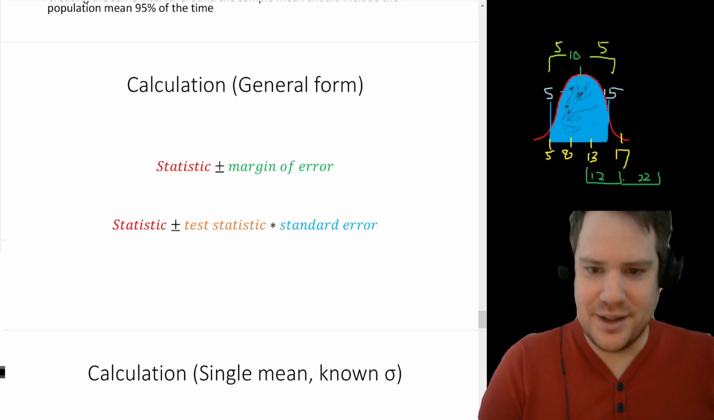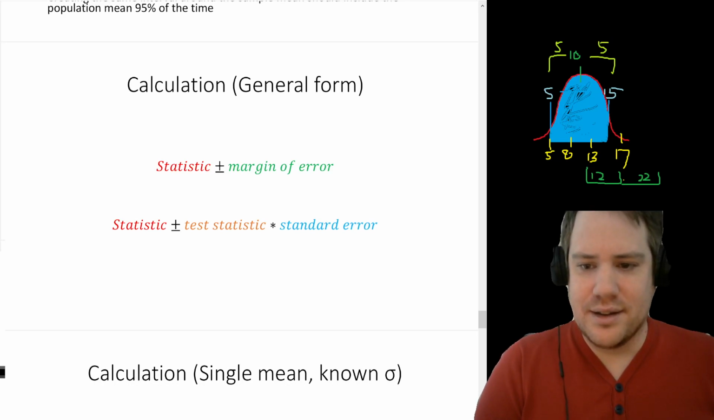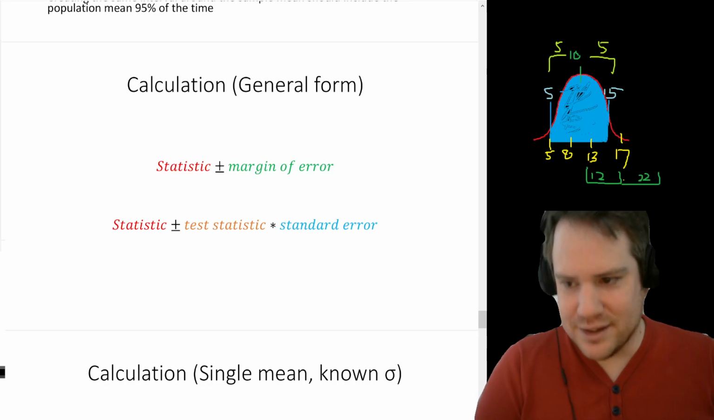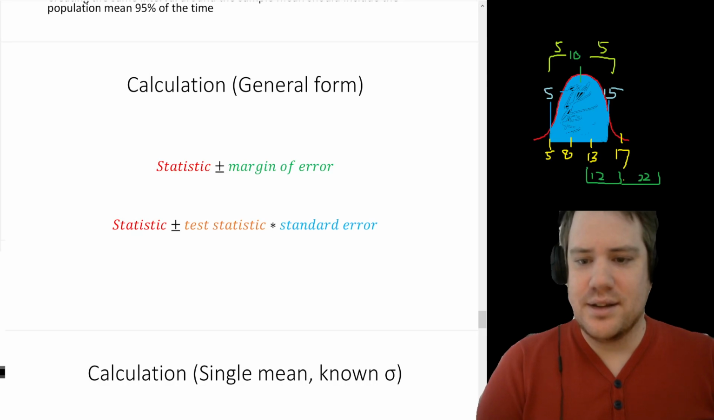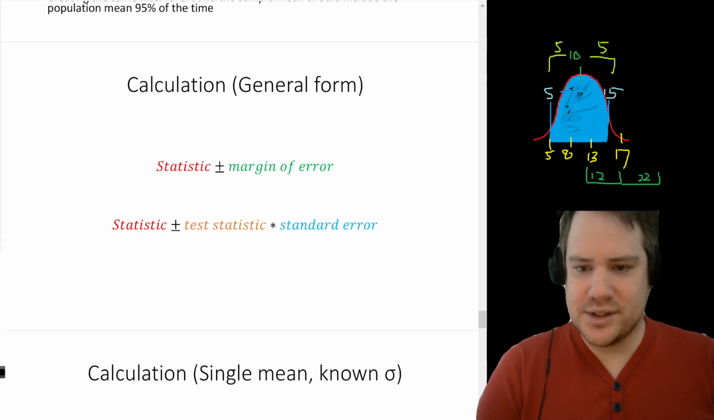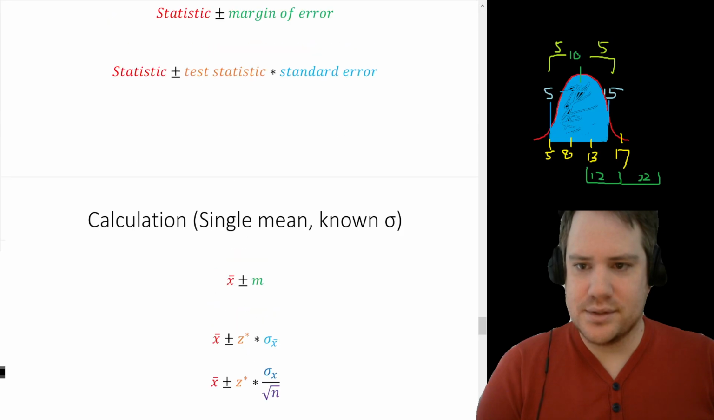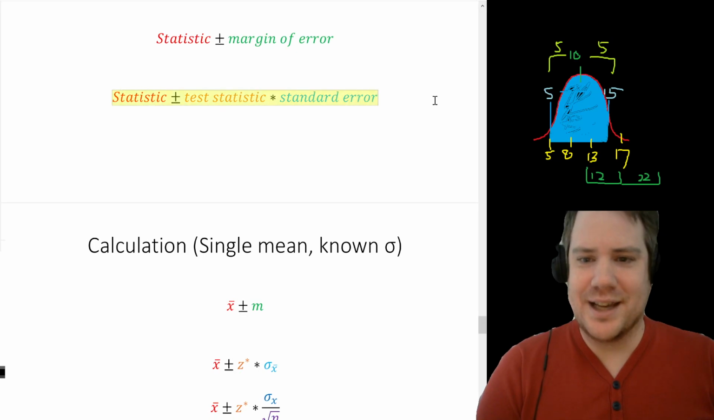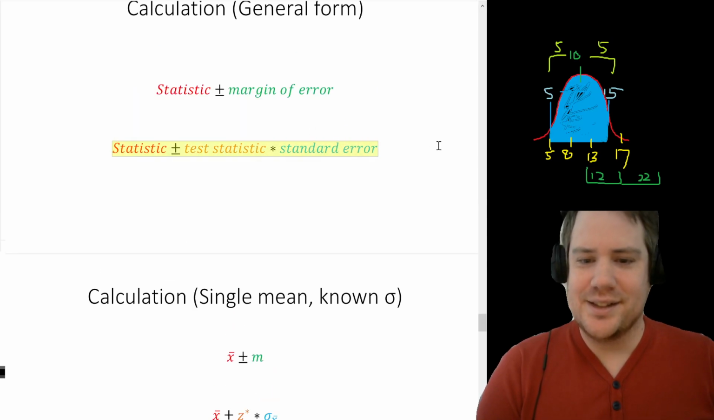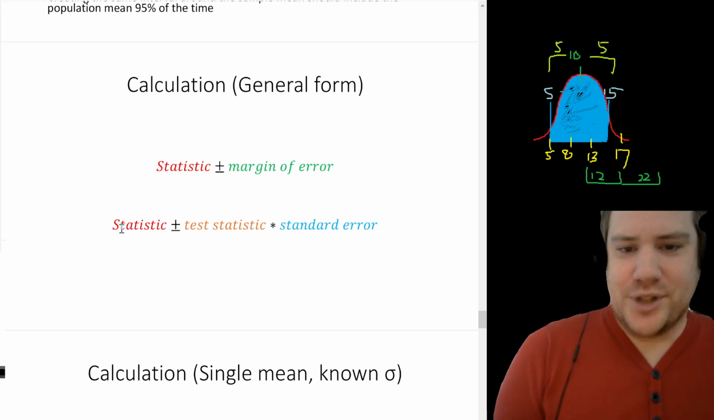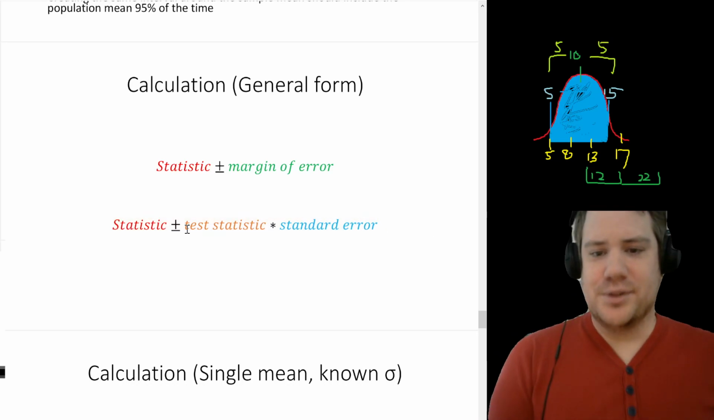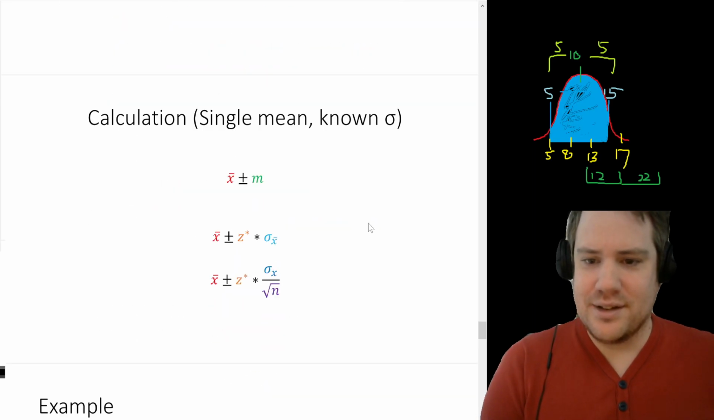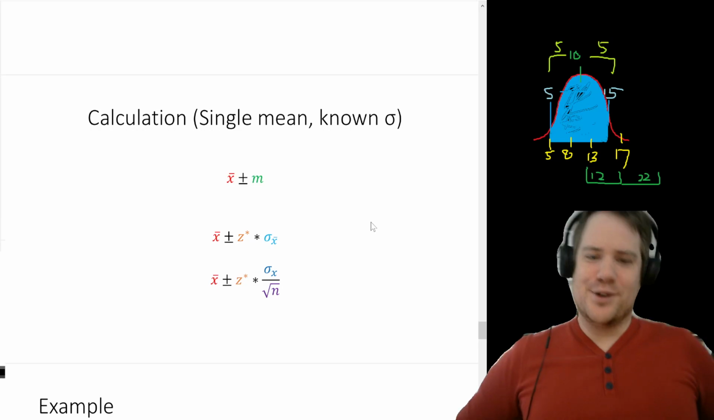Well, that's where the formula comes in, which is that we take a test statistic and we multiply it with the standard error. That's the generic formula for it. Again, that's the one that always applies. And you'll see that a lot later as well, where it's always going to be a test statistic times the standard error. Now, what does that mean? That's what we're finally here for.